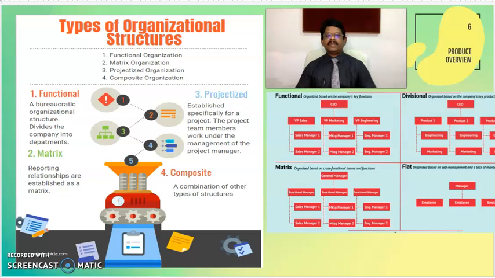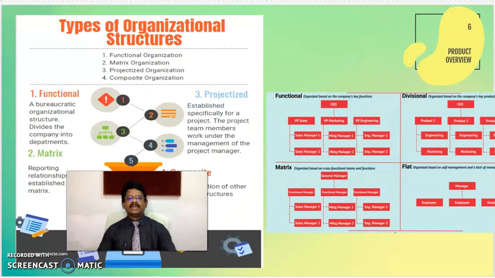So then broadly you can say that the structures are of 4 types, right? Functional, matrix, projectized (project-based), and then composite. So these are the 4 different types of organizational structures. You can see that even the different levels in the structure vary from one structure to another, and that all these 4 structures are related to 4 different types of organizations.